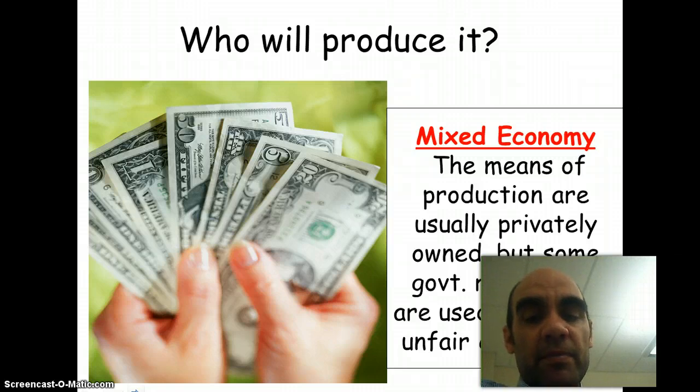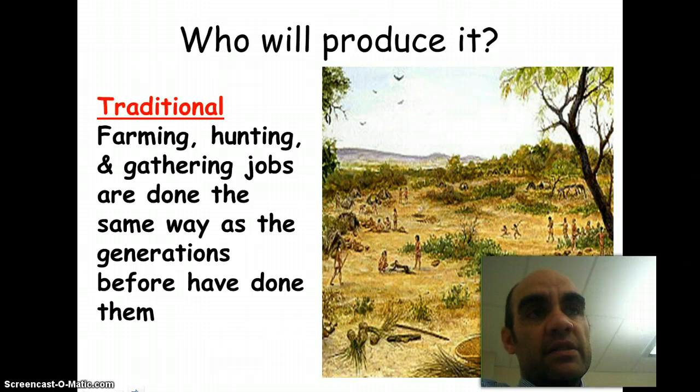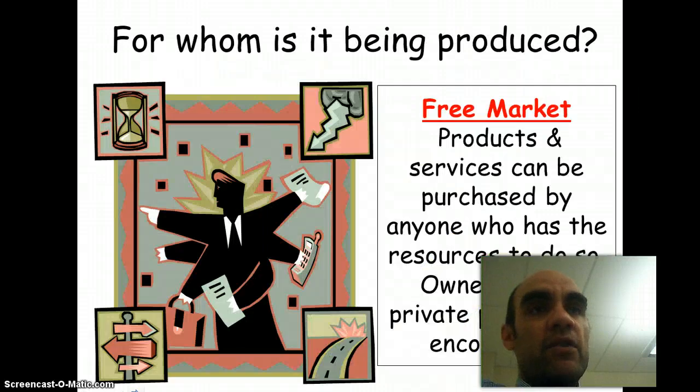people decide what's going to be produced, but the government has regulations to make sure things are safe and that we don't have monopolies and things along those lines. And in a traditional economy, again, it's done the same way generation for generation. The way I make baskets is the same way my great-grandparents made baskets. So I'm going to produce the goods. And for whom is it being produced?